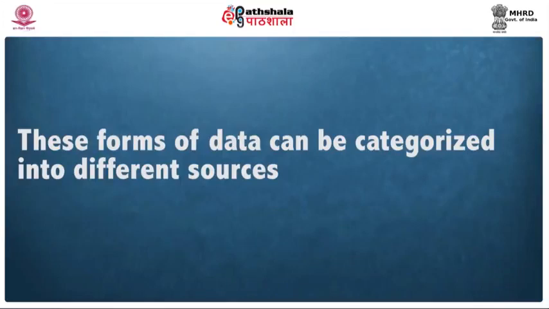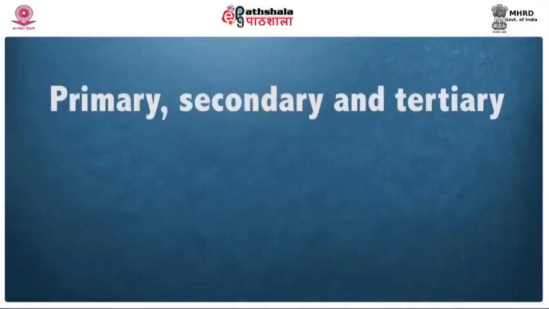Historical data can exist as official reports, public records, ministry documents, newspaper editorials and stories, essays, folklores, films, photos, diaries, letters, artifacts, biographies, autobiographies, or even interview records. These forms of data can be categorized into different sources. However, scholars differ in their categorization of these data forms. Some scholars divide it into primary and secondary sources only, while others divide these forms into primary, secondary, and tertiary.